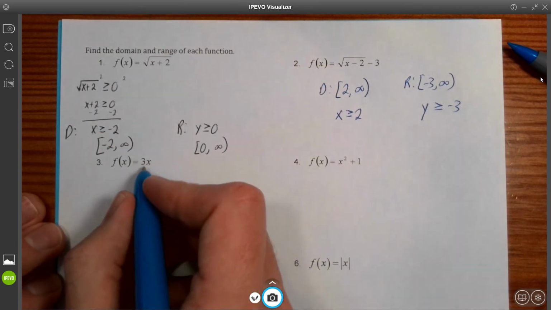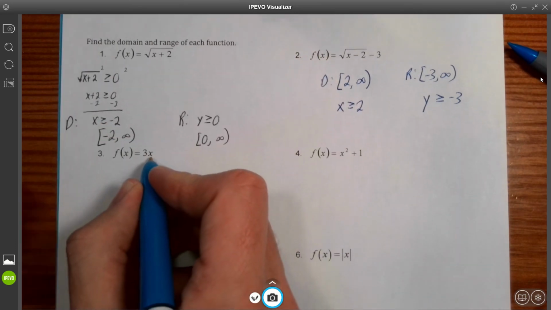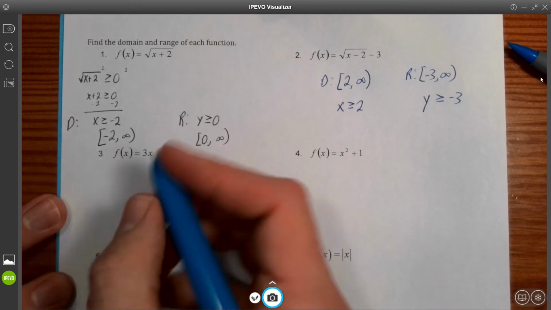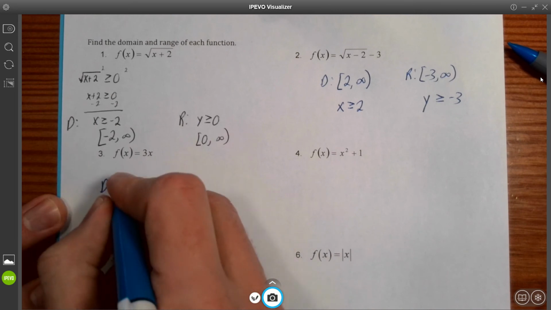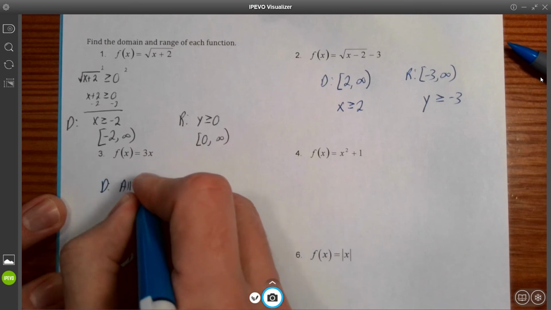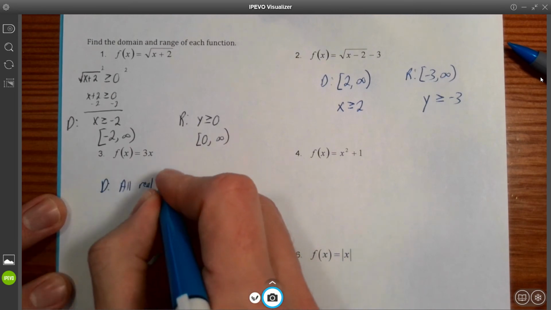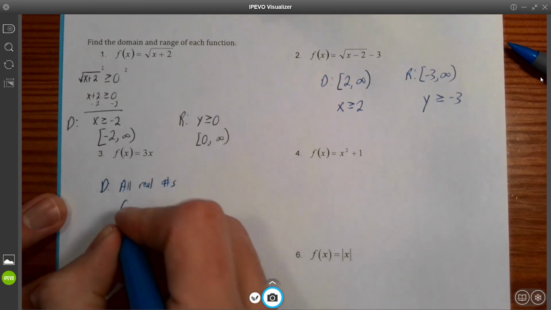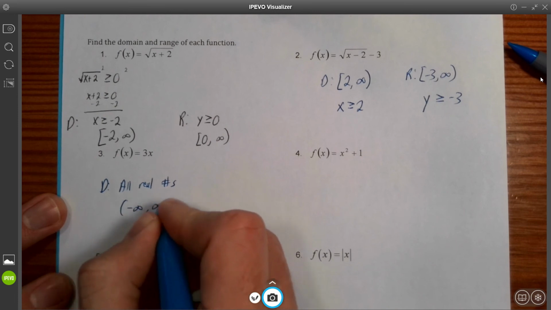So what I'm going to do here is say, well, what x values can I use? Well, I could plug in anything I want. I'm never going to take the square root of a negative. I'm never going to divide by 0. None of that's ever going to happen. Those little illegal things, it's not going to happen. So my domain is going to be all real numbers. Any x value you could think of, you can plug in, you're going to get an answer. And so if you want to write it in interval notation, it'd be negative infinity to infinity.